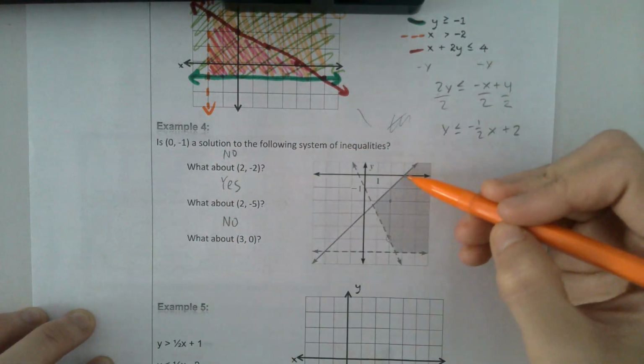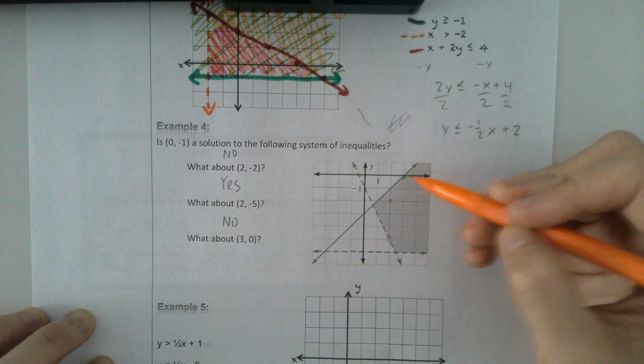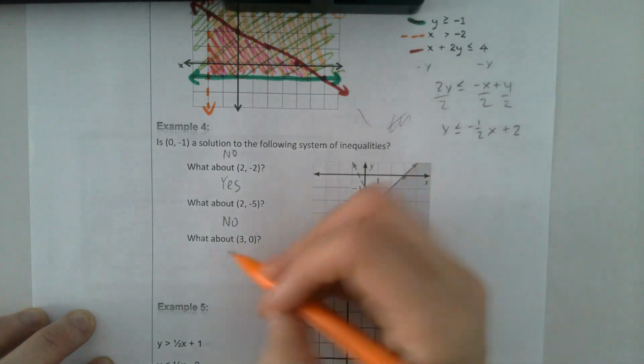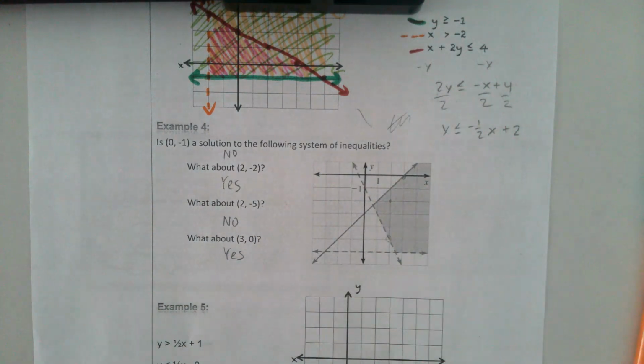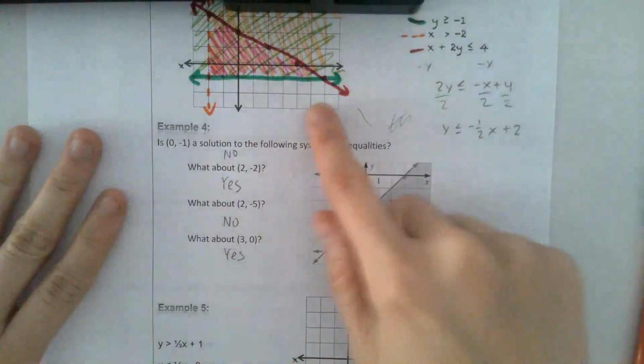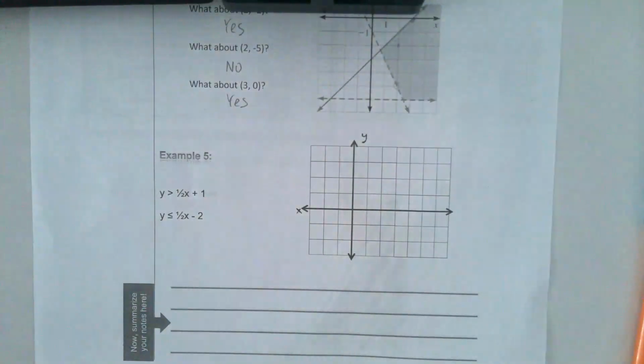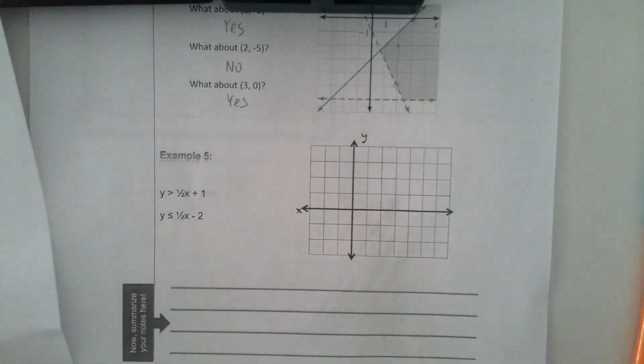And then 3, 0, this is the example of the other one, right? It is on the solid line, so this one's going to be a yes. Right? So make sure you're very careful with your dotted and solid lines, and that's why it's really important to graph it carefully too. All right, our last example we can do together.